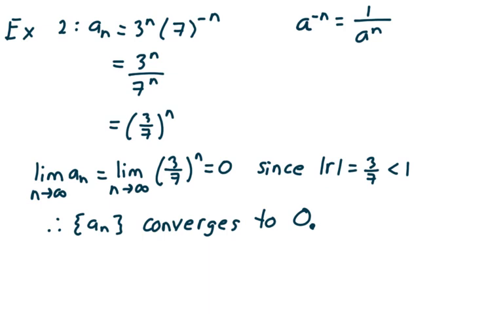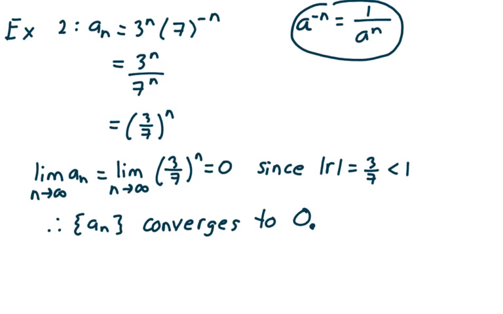Suppose a sub n is 3 to the n times 7 to the negative n. But that can be written as 3 to the n over 7 to the n, because remember the law of exponents that says a to the negative n is equal to 1 divided by a to the n. But that can be written as 3/7 all raised to the nth power. The limit as n goes to infinity of a sub n is equal to the limit as n goes to infinity of 3/7 to the n, and that's equal to 0.